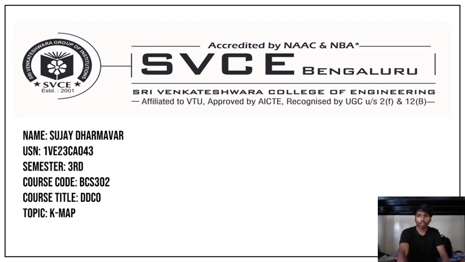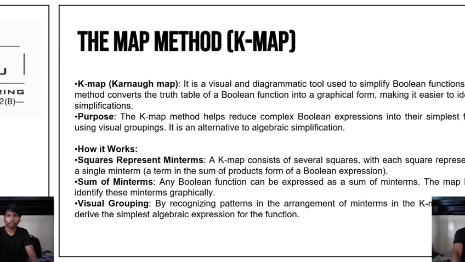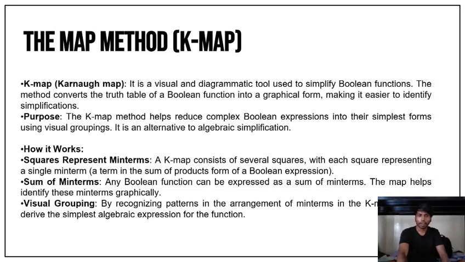Let us discuss the K-map method. The K-map is officially called the Karnaugh map. It is a visual and diagrammatic tool used to simplify Boolean equations. The method converts the truth table of a Boolean function into a graphical form, making it easier to identify simplifications. Purpose: the K-map method helps reduce complex Boolean expressions into their simpler forms using visual groupings. It's an alternative to algebraic simplification.